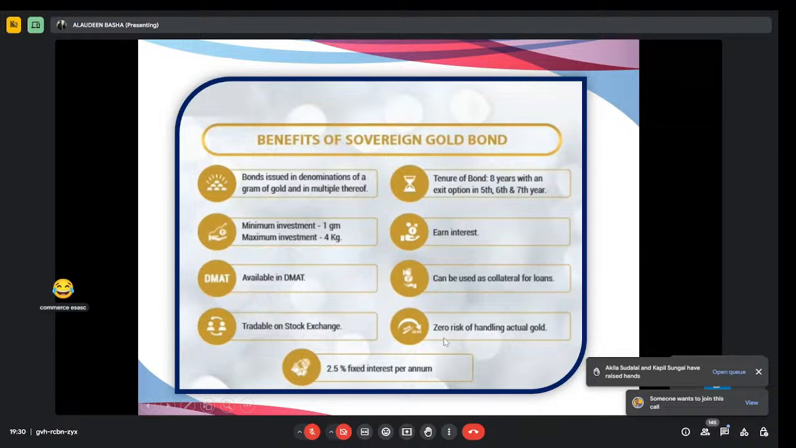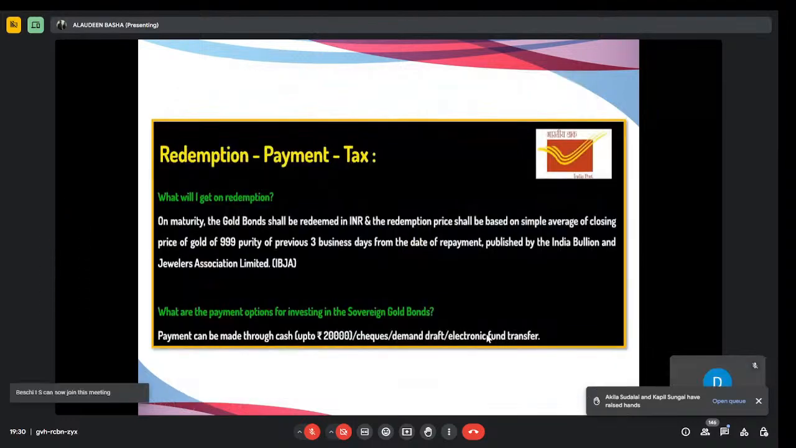And there is 2.5% interest with zero risk of handling actual gold. And the main thing is it is 24 karat, 999 purity gold. So it is a very, very important one.